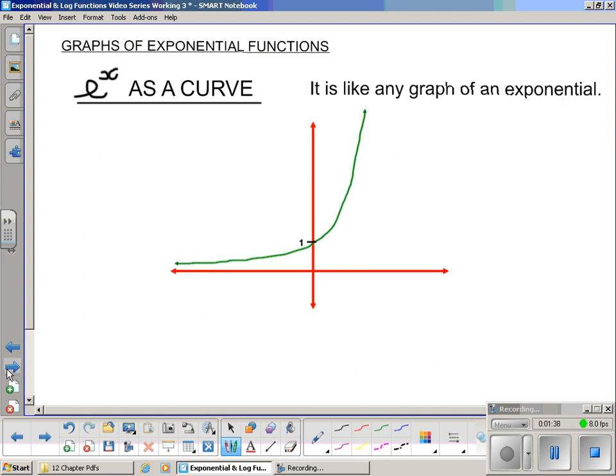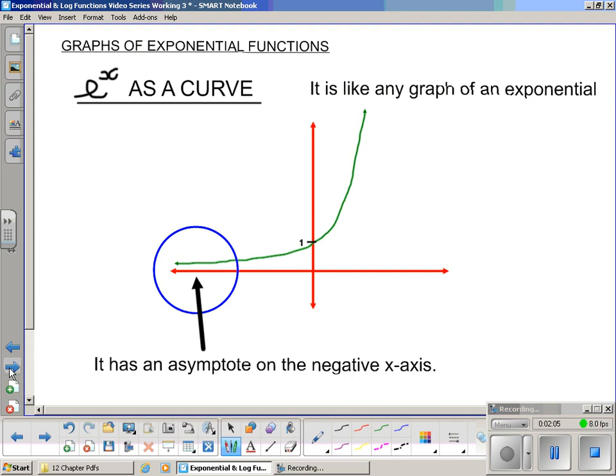Okay, let's have a look at the graph of the curve y equals e to the power of x. And there are three special things that occur. It's like any other graph of an exponential. Graphs of y equals 2 to the x or y equals 3 to the x look very similar to this one. And it's got three main features to it, an exponential graph. Let's have a look at them one at a time.